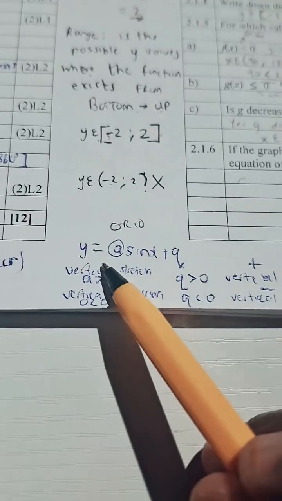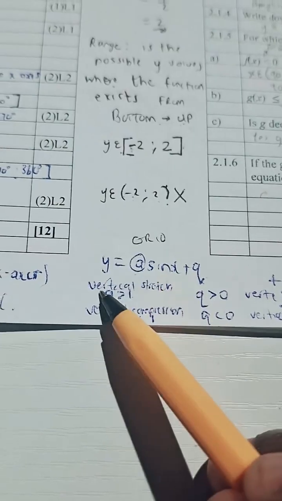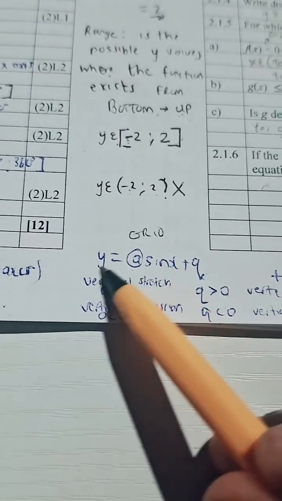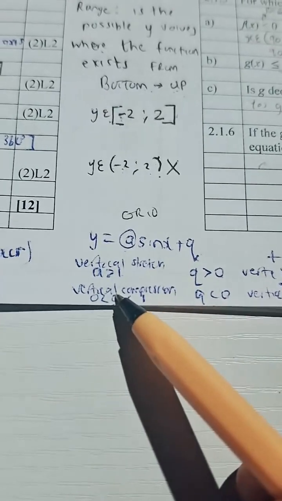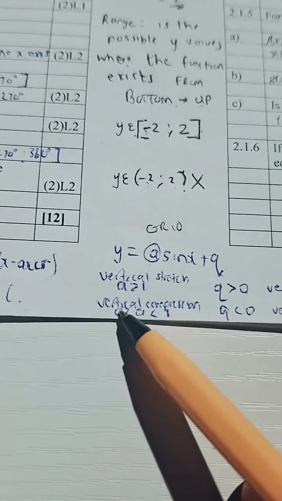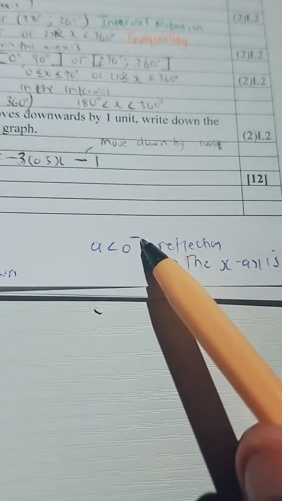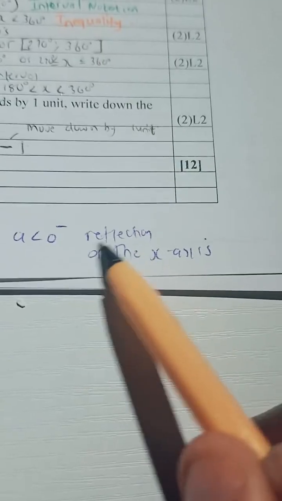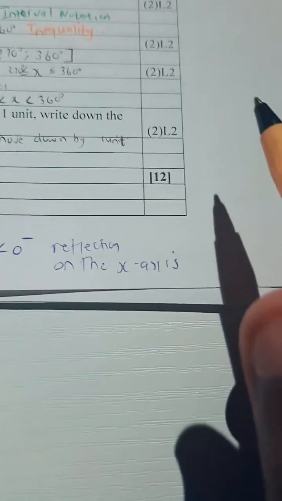And then of course A has its own properties. When A is greater than 1, we are talking about a vertical stretch. When A is between 0 and 1, then we are talking about a vertical compression. And when A is less than 0, in other words, when it's negative, then we're talking about a reflection of the function on the x-axis.